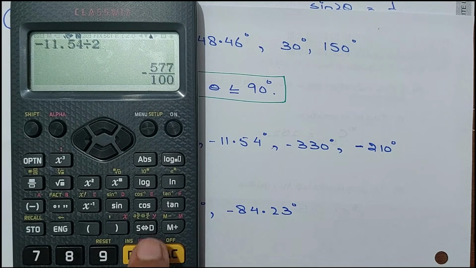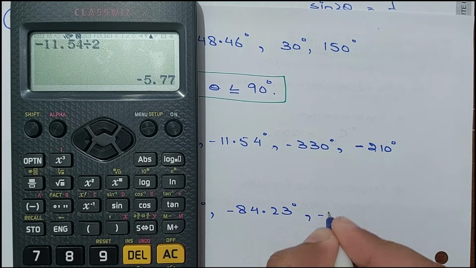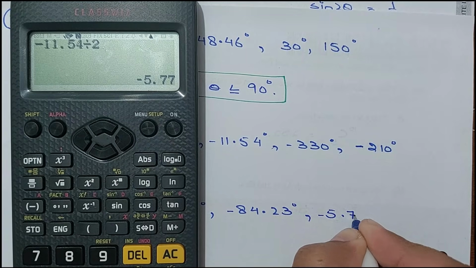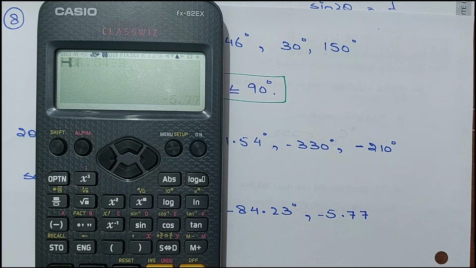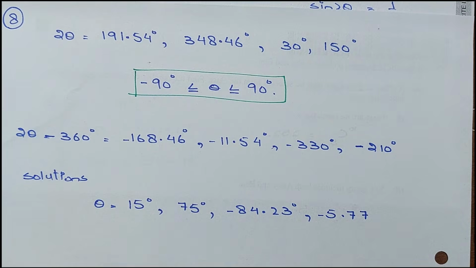Minus 11.54 divided by 2 gives minus 5.77. This is in the solution. Minus 330 divided by 2, no, it's not in the solution. Minus 210 divided by 2, this is not in the solution. So these are the 4 solutions.